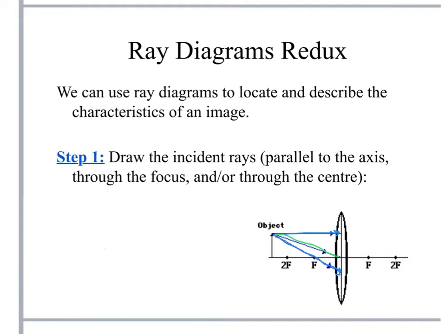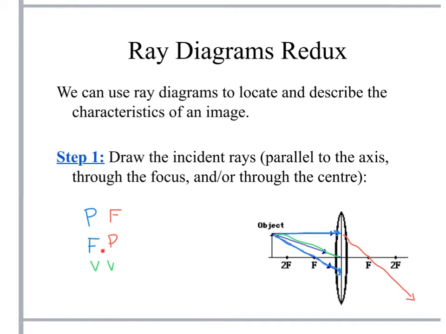Now, our rules are parallel to focal, focal to parallel, and V to V. So parallel to focal, so if we're moving from this parallel line, then it's going to refract and go through the focal point. So I'm just going to draw that line there. Again, ideally you are using a ruler.